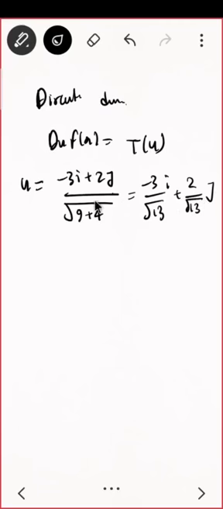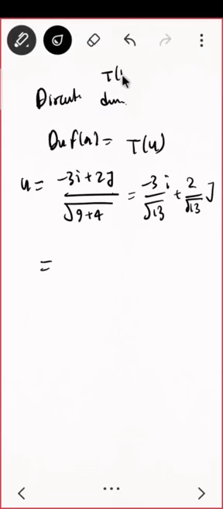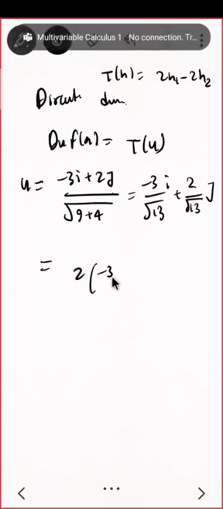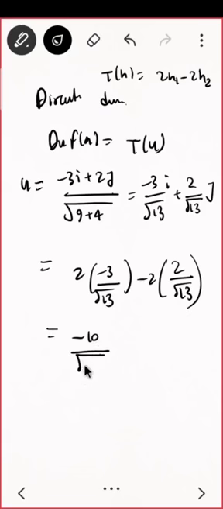You just have to calculate T of u. That means what? What is T of h for us? T of h is equal to 2h1 minus 2h2. Just you need to put it here. That means 2 into minus 3 upon root 13 minus 2 into 2 upon root 13, correct? Just solve it. What will come? Minus 6 minus 4, that will be minus 10. Minus 10 upon root 13. Correct. So this is your directional derivative at that point.